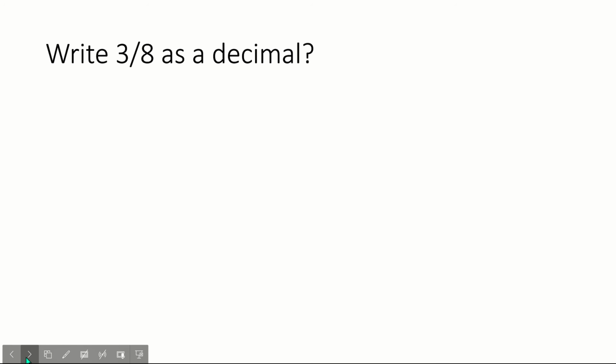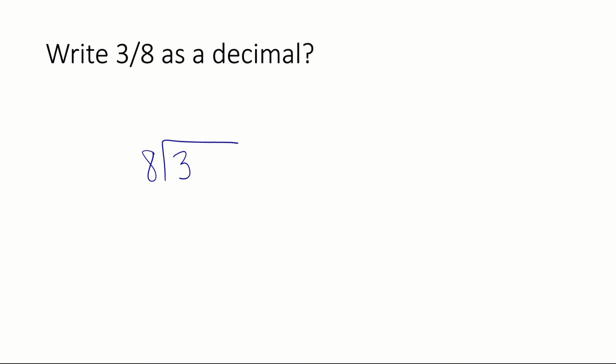Okay, the first question, write 3/8 as a decimal. So that's a fraction, 3/8. Go ahead and pause and try and find the decimal on your own. All right, to solve this question, we would do 3 divided by 8.